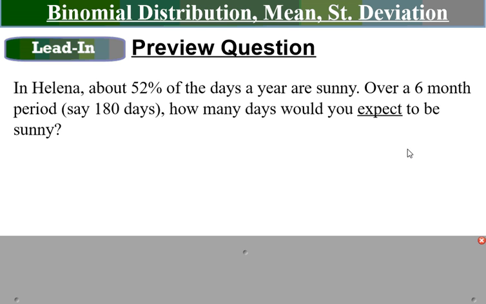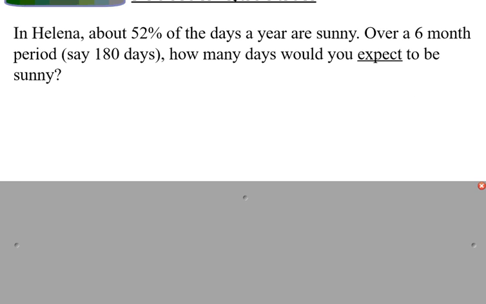In the town of Helena, about 52% of the days a year are sunny. Over a 6-month period, say 180 days, how many days would you expect to be sunny? So if you want to try it for yourself, pause the video now. Otherwise, I'm going to begin to talk through it.